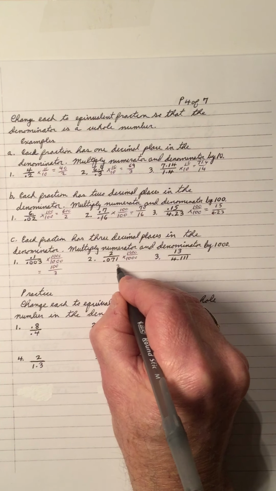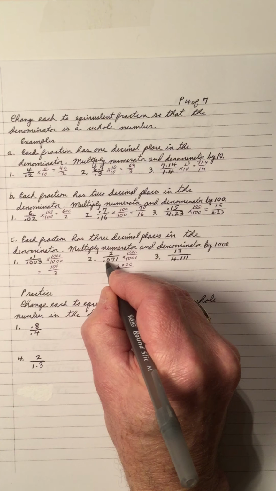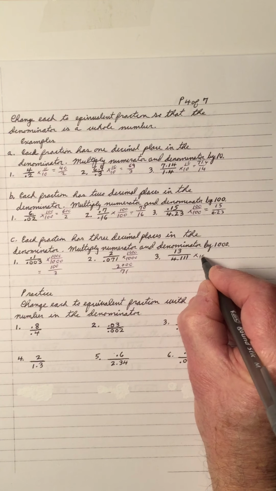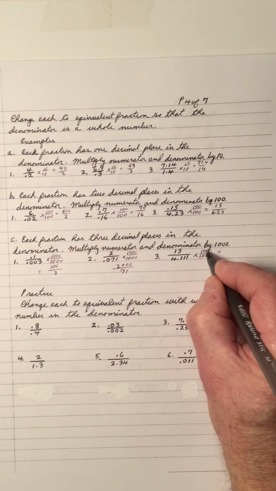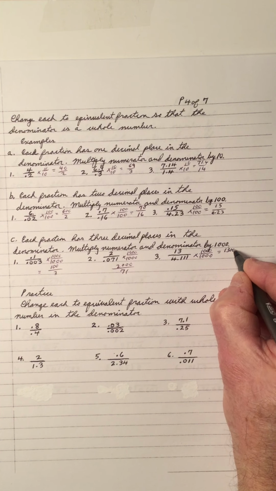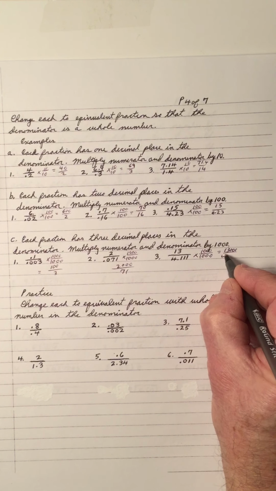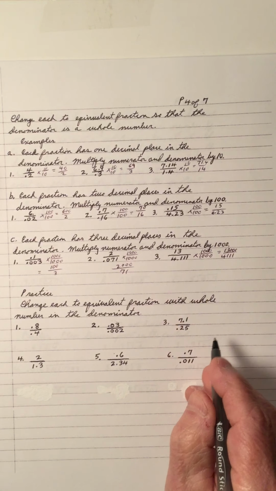2 times 1,000 is 2,000. And when you multiply by 1,000, it moves three places. 1, 2, 3, so we get 71. Three places, multiply by 1,000. 13 times 1,000 is 13,000. And multiply by 1,000, the decimal moves, so it moves 1, 2, 3.